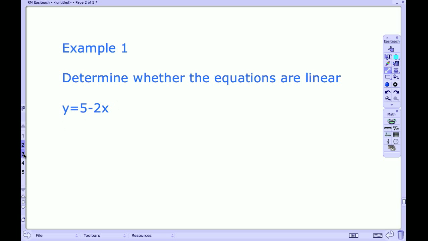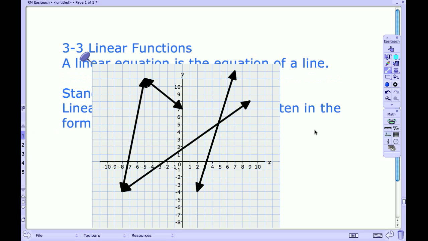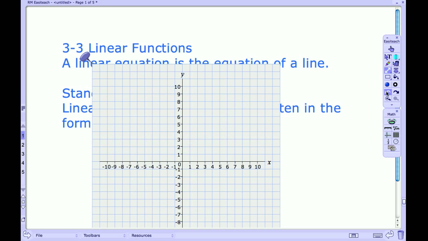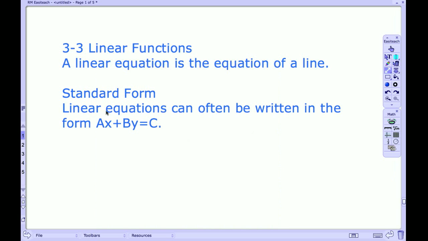I'm back on the other slide. Let me go back to that one and erase some of this stuff. So I got ahead of myself. Standard form of an equation is ax plus by is equal to c. And this is going to be the form that we're going to be writing these linear equations in.